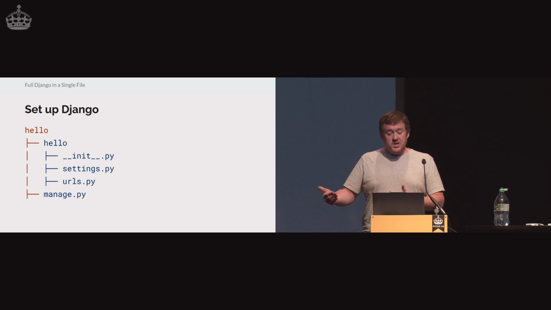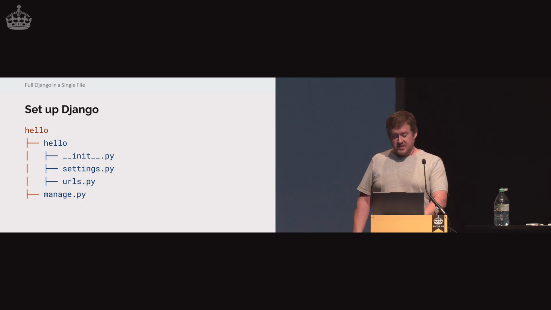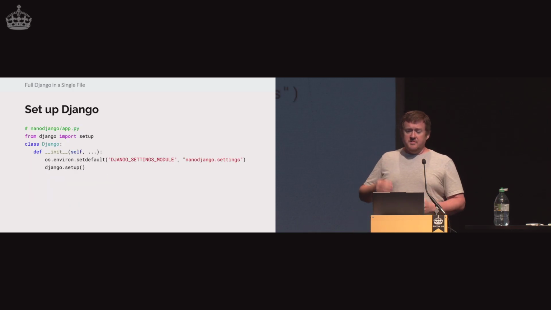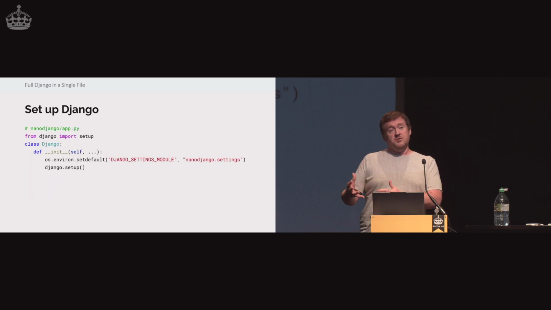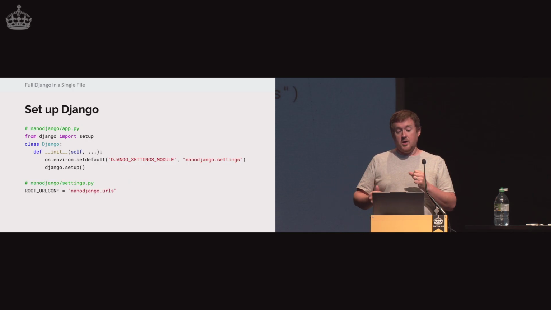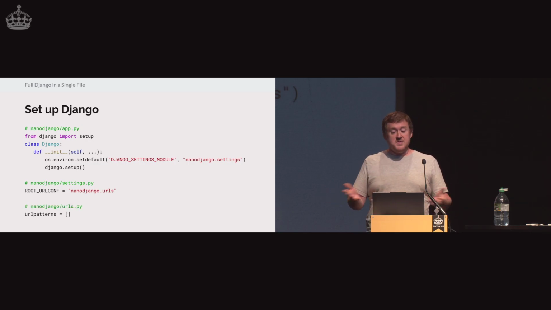So why not use nanodjango itself as the project directory? First, we need to tell it to look in the nanodjango project for our settings. So when we initialize our Django class, we'll point at DJANGO_SETTINGS_MODULE, and we'll point that at nanodjango.settings. Then we'll call django.setup to tell Django it can get itself set up. Now the settings.py is going to have our default project settings, and that will point at our root URLs in nanodjango's urls.py. And that's going to be an empty list of URLs at this point, but that's basically enough for us to get started.